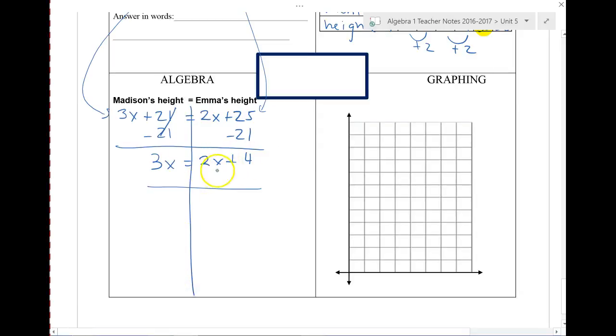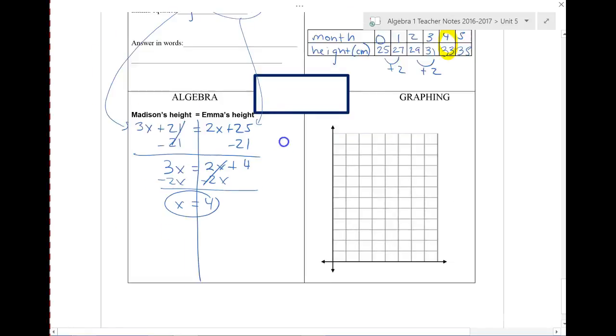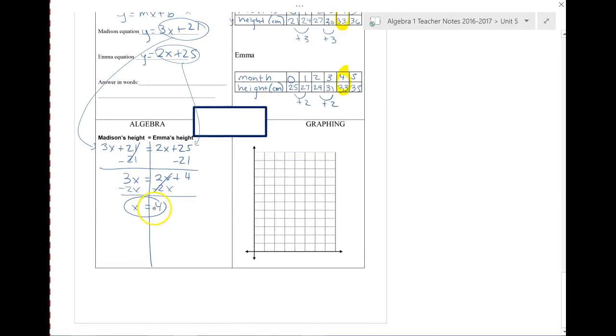Now on this side, I want to take away the x term. So positive 2x, I subtract it from both sides. And then 3 minus 2 is just 1x. And then I just have 4. And again, once you have 1 next to x, well, that's your answer. X equals 4.